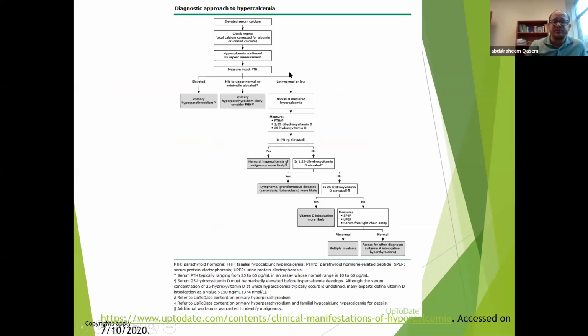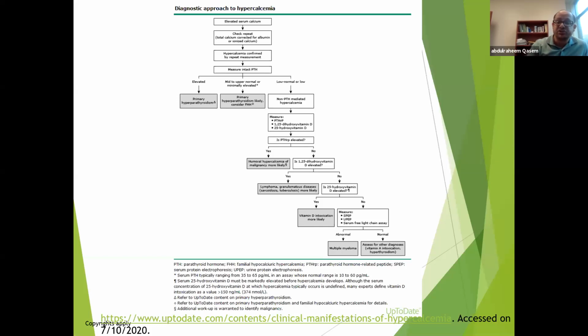For workup of those, the very important thing is to do the PTH. PTH will help you in identifying the mechanisms of hypercalcemia. So once you have the hypercalcemia confirmed, you can measure the PTH. And if the PTH is normal or high, then you are dealing with a non-malignant process. If the PTH is suppressed, that means more likely you are dealing with non-PTH mediated hypercalcemia, and malignancies are at the top of the list.